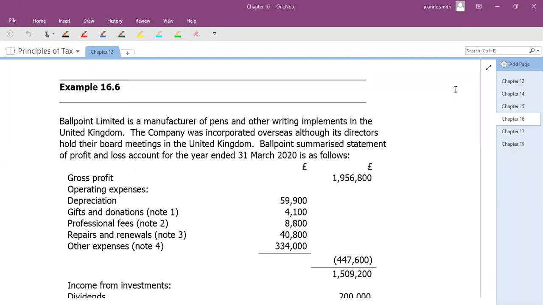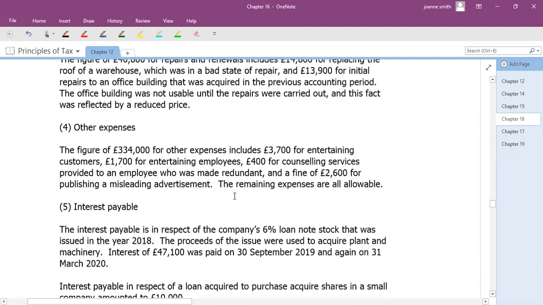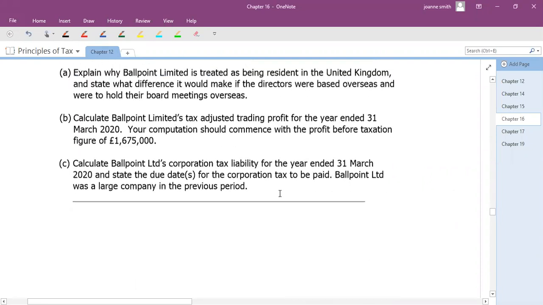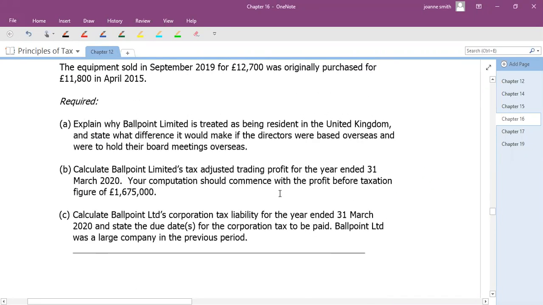Example 16.6 then is very similar to the last example that we did. It's sort of an exam level type question where we've got a company, and if we go down to the requirements at the bottom, we're asked to calculate their taxes, but first of all explaining why they're being treated as residents in the United Kingdom, then the calculation of the profit, and then finishing off with the calculation of the tax liability and saying when it's going to be paid. So it is very, very similar to the last question.